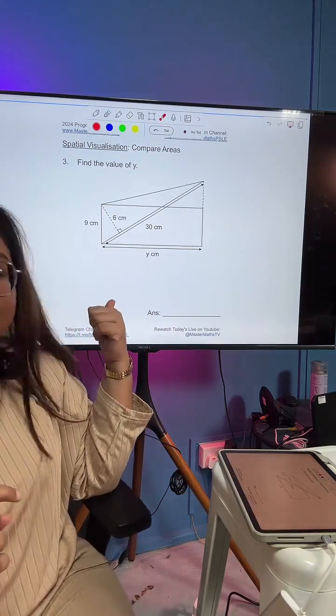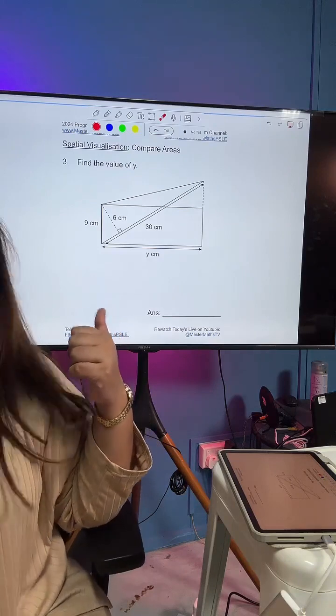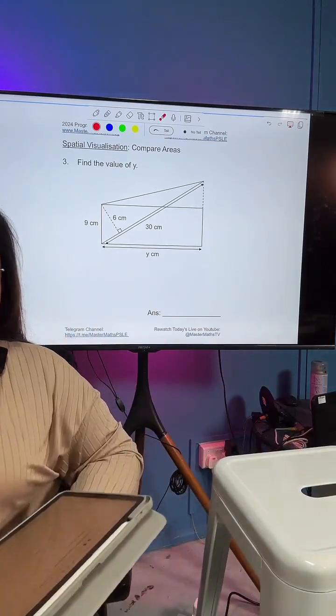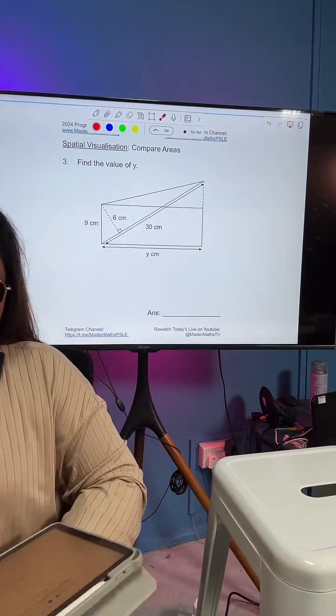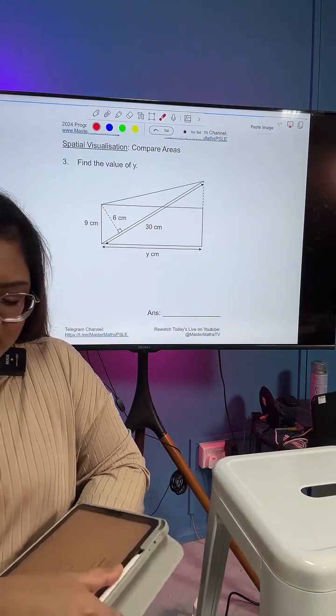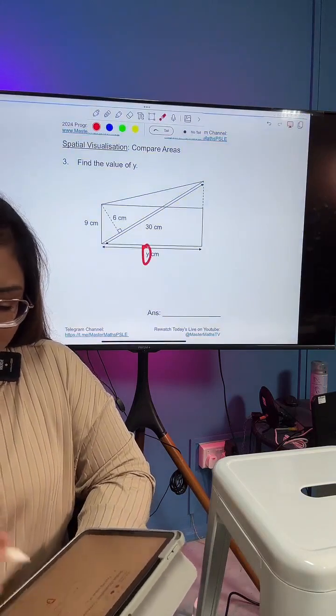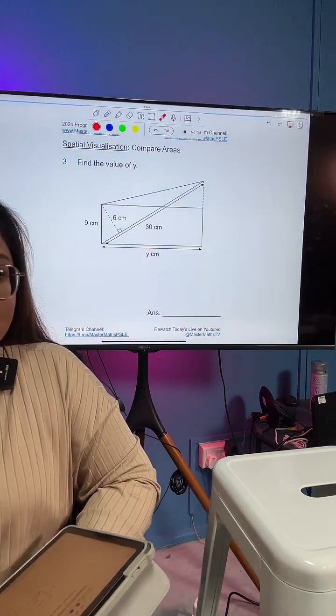This one here is from a primary 5 school paper. Some of you have already solved it. We want to compare areas. How do we find the value of y, this unknown value here? Anybody knows?